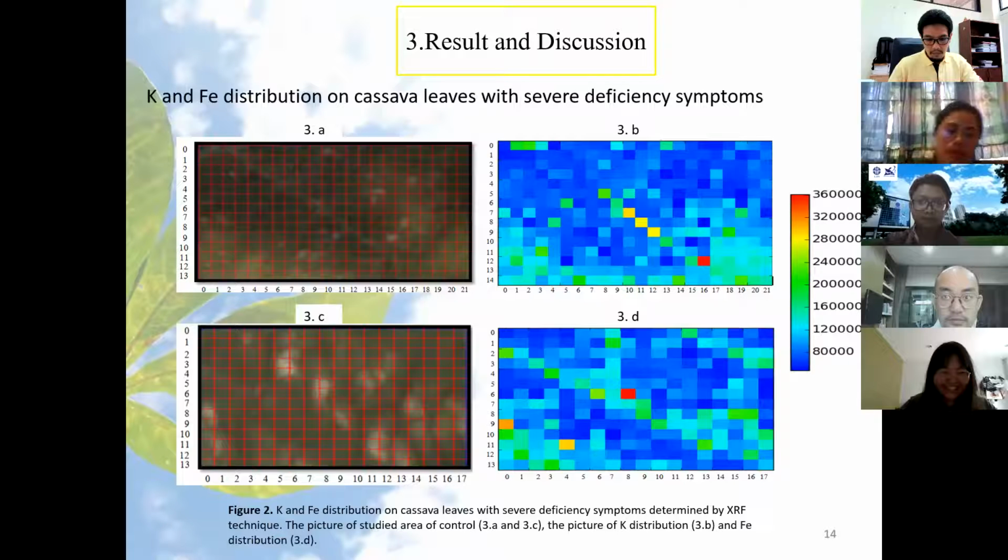In the control treatment, this figure 3 is wrong. It shows potassium and iron distribution determined by XRF on cassava leaf with severe deficiency symptoms. It can be seen that the nutrient distribution tends to relate with leaf vein. Both nutrients were more concentrated around the leaf vein. The results suggest that the distribution of nutrients in cassava leaf with low nutrient status is different from normal leaf.